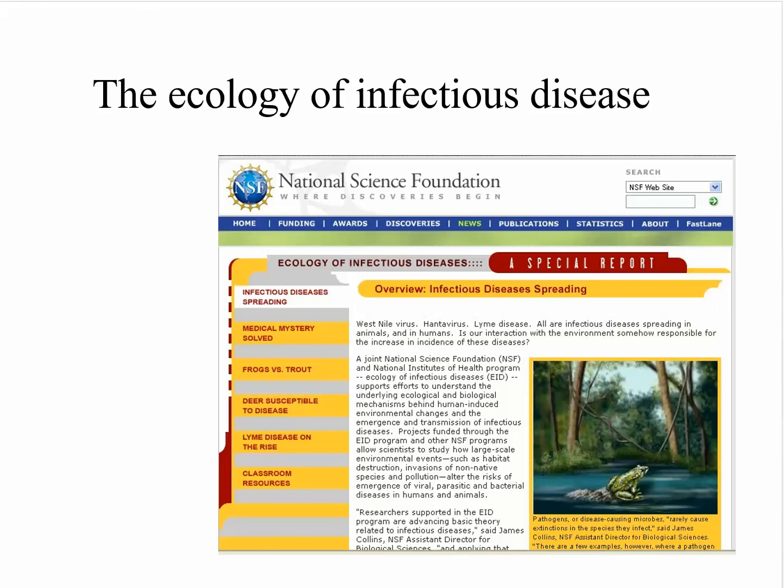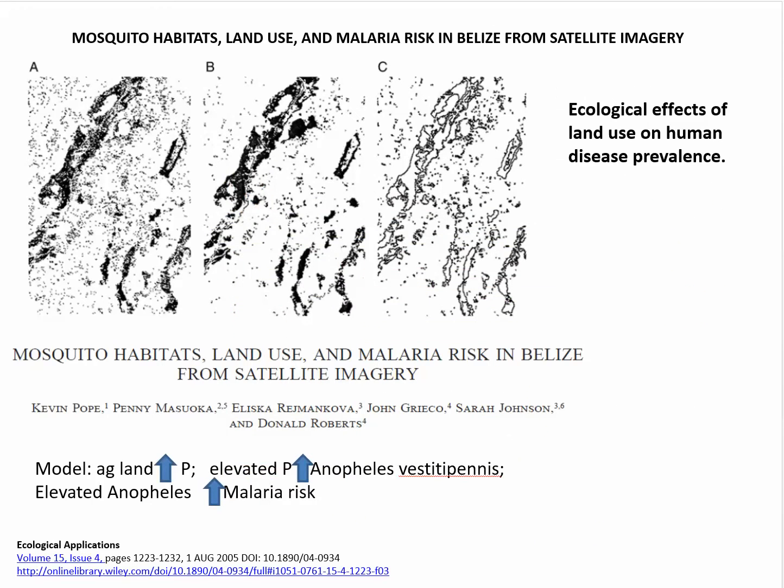Okay, so we'll pick up where we left off, and I'm just going to now move into some other examples at a couple of different scales to talk about how people have been looking at the natural world, how natural resources are managed, and how that influences disease.